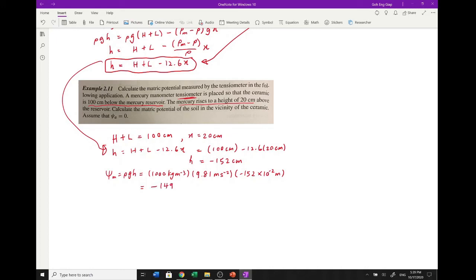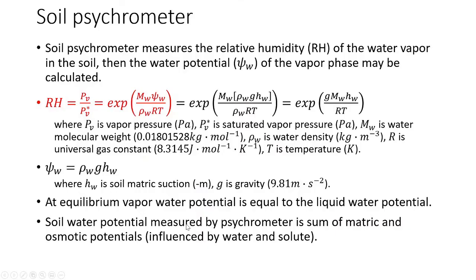Negative 149, 11.2 Pascal, right? So it can be converted to negative 14.9 kilopascal, right? So this is what we get for the matric potential.